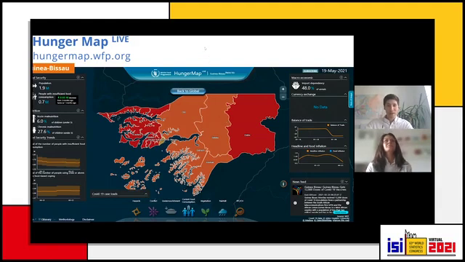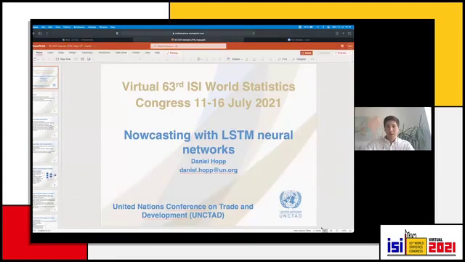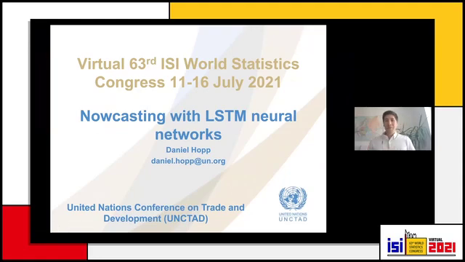Thanks to you. So we'll move on now to my own presentation. Let me start sharing my screen. Okay. Great. So thank you, Julia, again. I'm Daniel Hopp. I'm working at UNCTAD, also the organizers of this session on nowcasting. So I'm going to be talking today about the use of long short-term memory neural networks in the context of economic nowcasting.